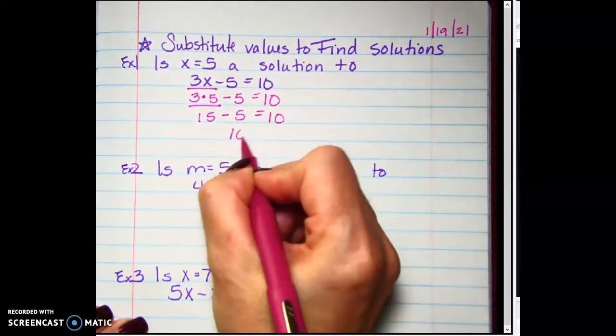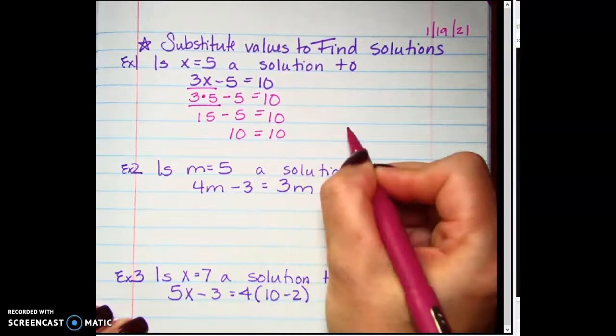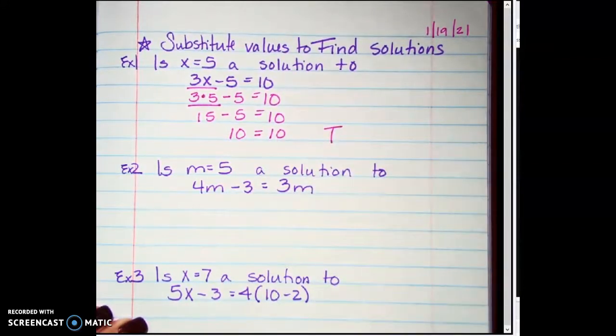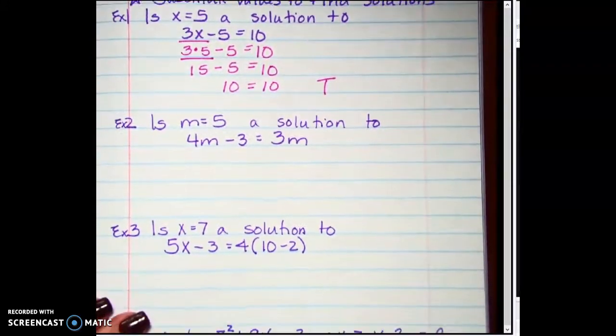I keep solving. Does 10 equal 10? Of course it does. So it is true. Let's take a look at this one.